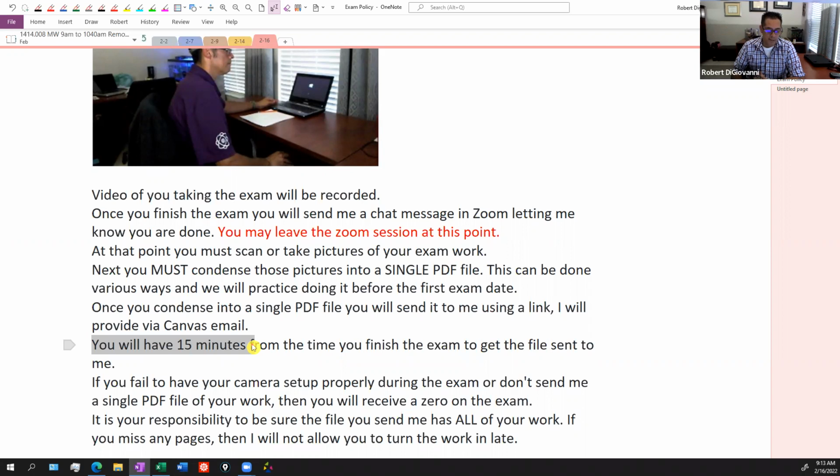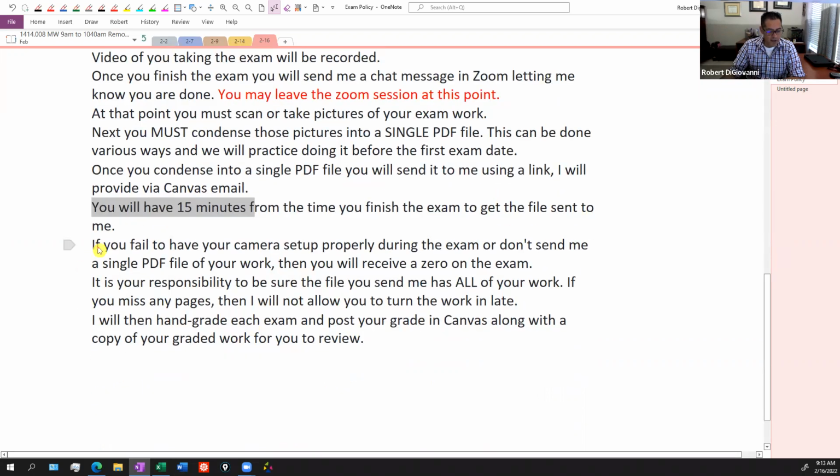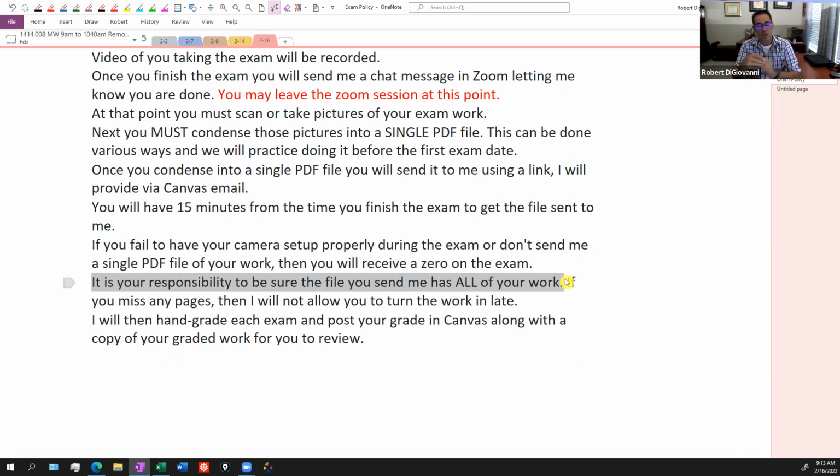So that's the expectation. If you fail to set up your camera properly during the exam, or you don't send me a single PDF file, then you'll receive a 0 on the exam. That's just me making sure it's on paper what the expectation is. It's your responsibility to make sure that the file you send me has all of your work. I had a student in my Cal 2 class the other day. They sent me a file. I opened it up. It was a copy of the exam. Not their work, just a copy of the exam. That's what they submitted to me. It's your responsibility to make sure that the file you're sending me is your work, okay? If you miss any pages, I will not allow you to turn that work in late.